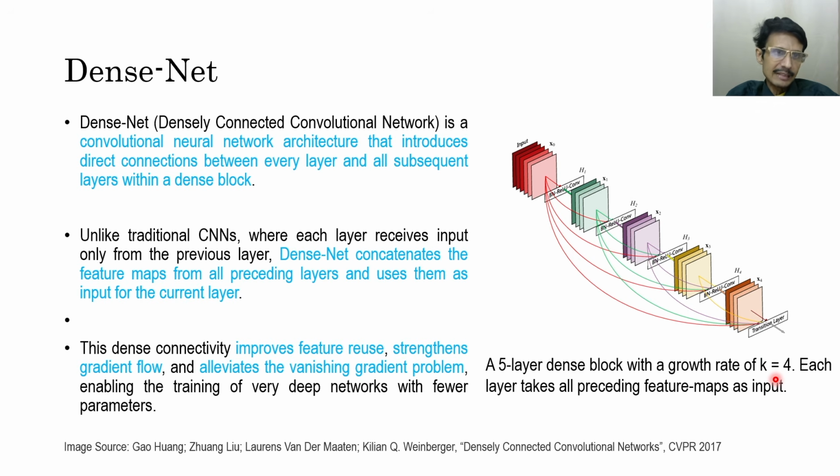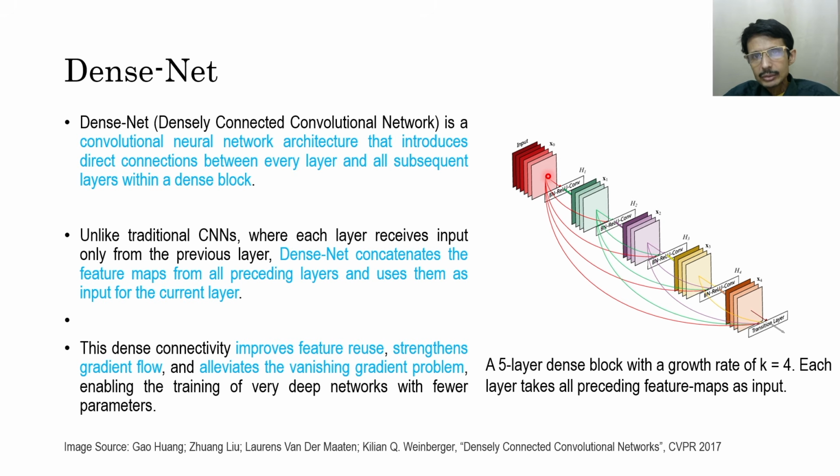The full form of DenseNet is Densely Connected Convolutional Network, which is a convolutional neural network architecture that introduces direct connections between every layer and all subsequent layers within a dense block. What does that actually mean? Here you can see the initial architecture of DenseNet.